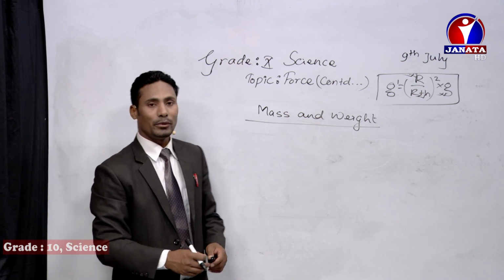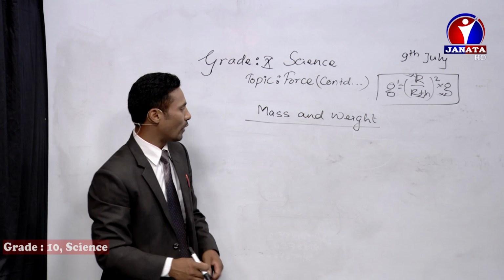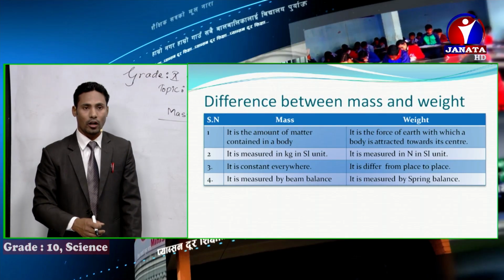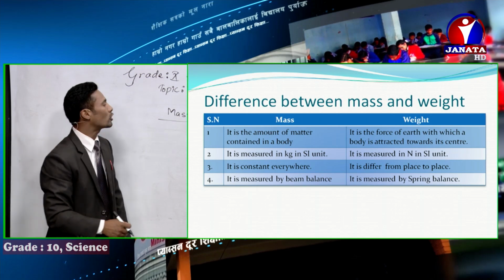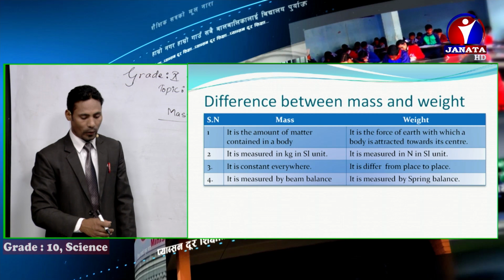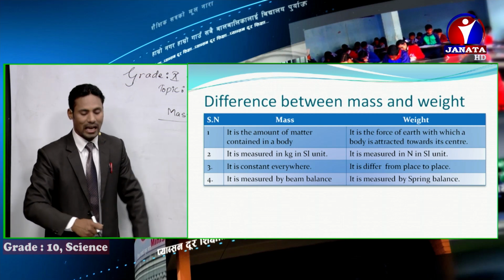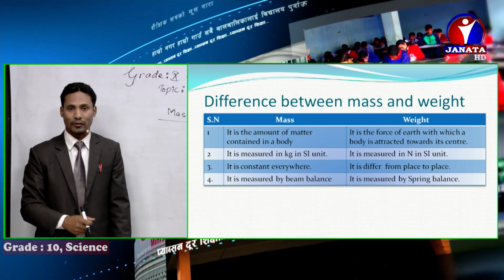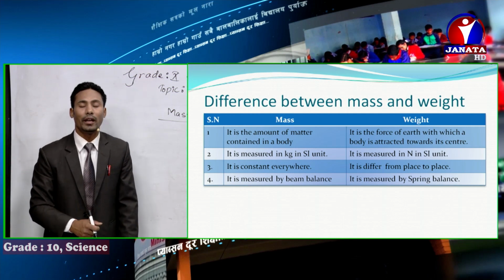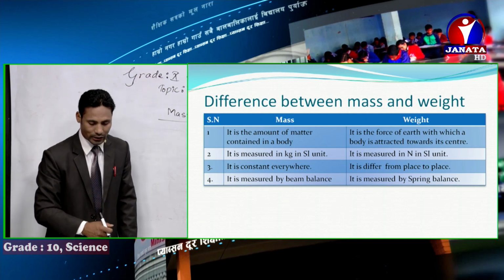Okay, the difference between mass and weight: the amount of matter contained in a body is called the mass, and the force of attraction of a heavenly body towards its center is called the weight. Mass is measured in kg in the SI system of units, whereas weight is measured in Newton, the SI unit for the measurement of weight.